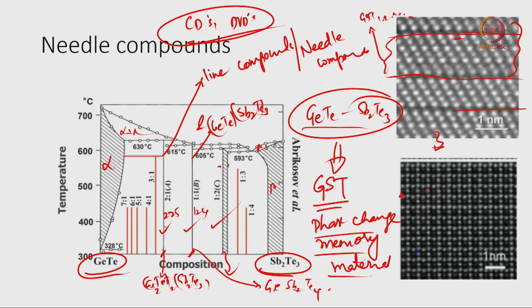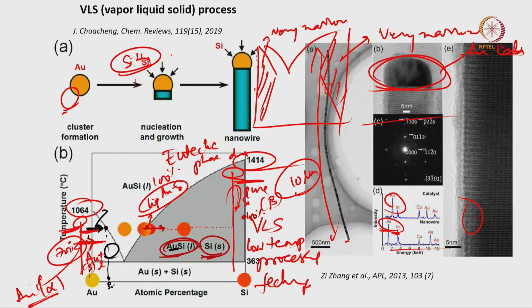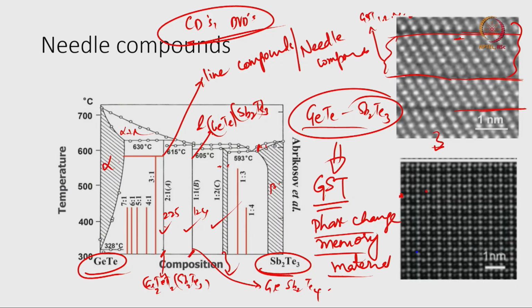So, you have these nonupal layers or quintuple layers or 7-pal layers and so on and so forth, and you can see that there are these van der Waals bonds that exist in this electron microscope image. Okay. All right. So, that is the nature of what are called needle compounds.